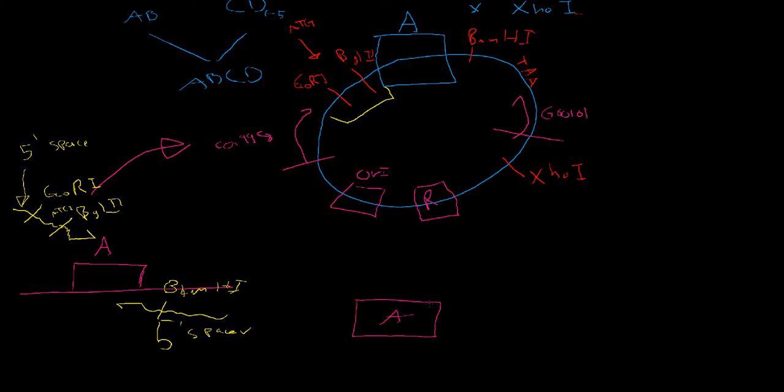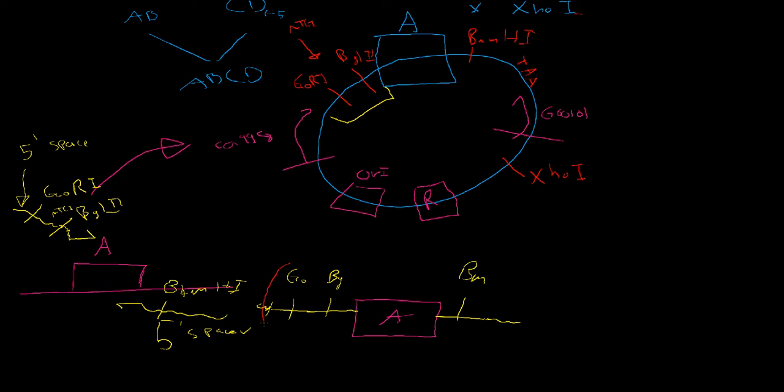A. And let me just switch colors again. So now we have Eco, Bagel, BAM, and our 5' spacers on each side. So don't forget about that. We have our 5' spacers. That's real important. Then all we got to do is digest with Eco and Bagel.